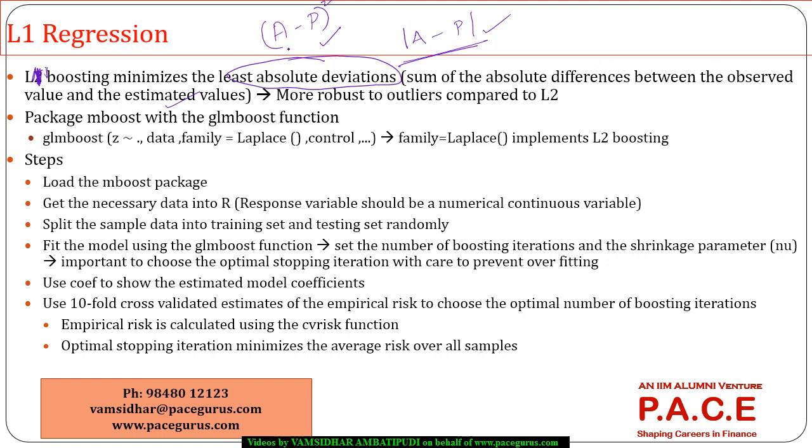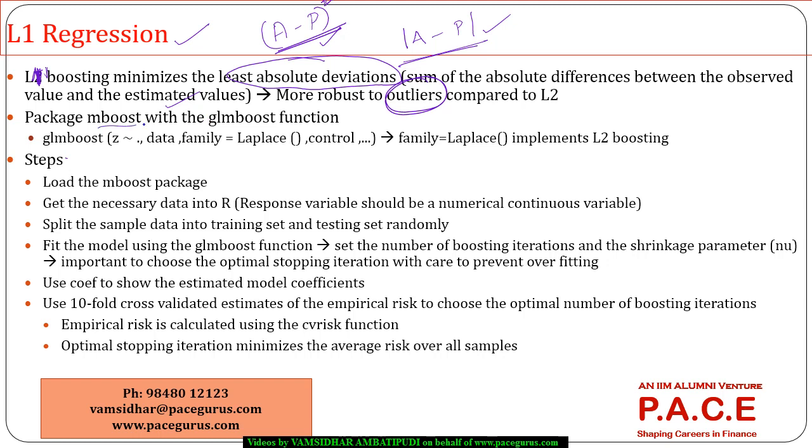Because L2 is squared, if the deviations are much higher, their squares would have a much bigger impact. That's where it is very sensitive to outliers. Whereas in case of L1 regression, the sensitivity to the outliers is much lesser. The L1 regression is more robust to outliers compared to the L2 regression. So this is one place where we may have to see if this is providing some better estimate compared to your L2 regression. Now if you see, everything is the same.